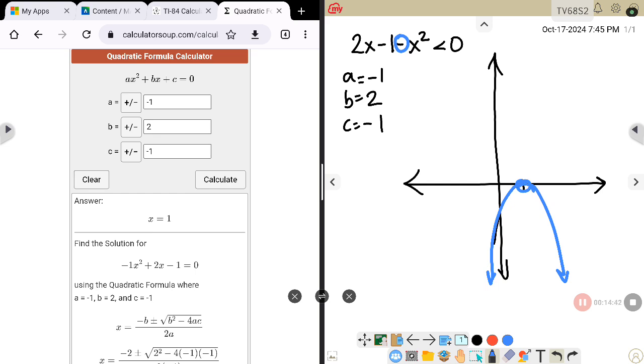This wants to know where's the graph below the x-axis or less than 0. Almost the whole thing. The only place that it's not below is at the 1. So it starts from negative infinity until it gets to 1. Don't include the 1 because there's no equal to in your inequality, in union with 1 to positive infinity.